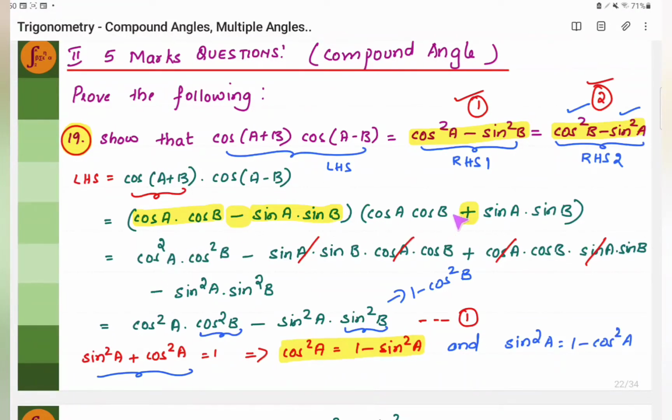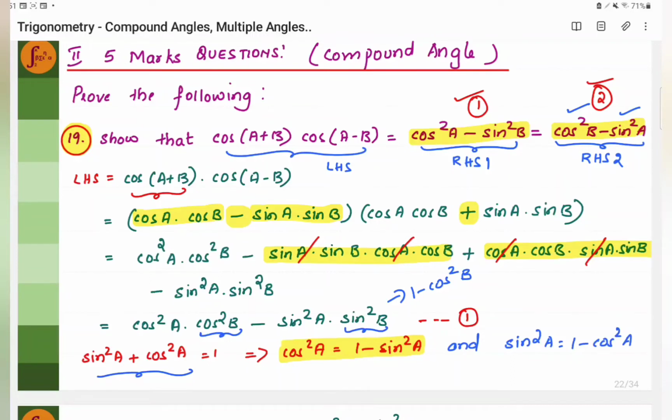Now you multiply both of these. When you multiply, you will see that some terms will get cancelled, right? All these terms are cancelled. Now you're left with cos square A into cos square B minus sin square A into sin square B. Now, using this expression, we'll have to derive this equation and this equation. We'll have to derive this.